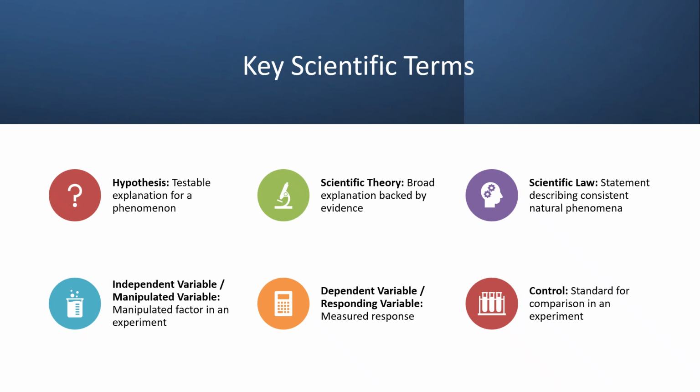Let's define a few core terms. A hypothesis is a testable idea. A scientific theory, like the theory of evolution, is supported by a broad body of evidence. A law describes consistent phenomena, like gravity. In experiments, the independent or manipulated variable is what you change. The dependent or responding variable is what you measure, and controls are held constant to ensure valid results.